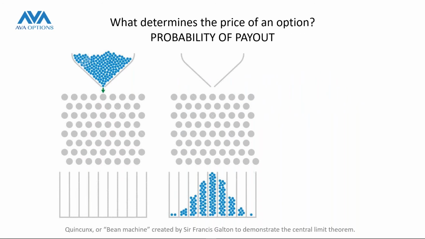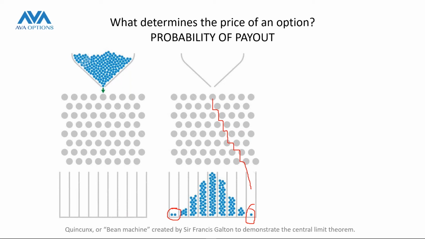This is what's going to happen every time. Every time we do this exercise of dropping 1,000 beans down the quincunx, we're going to get this distribution. Most of the beans are going to fall into the center, 50% chance going one way, 50% chance going the other way. Very few are going to make it to the extremes because to get out here, most of the time it has to bounce in the same direction, right?